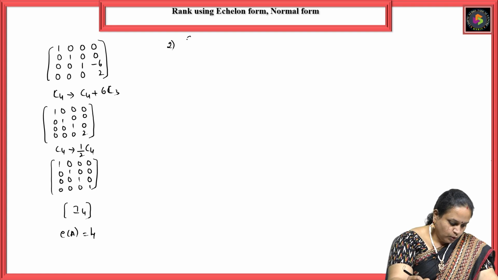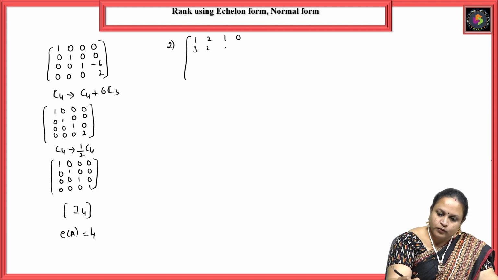Now, let us see one more problem on the same lines. Let us find the rank of a matrix using normal form.